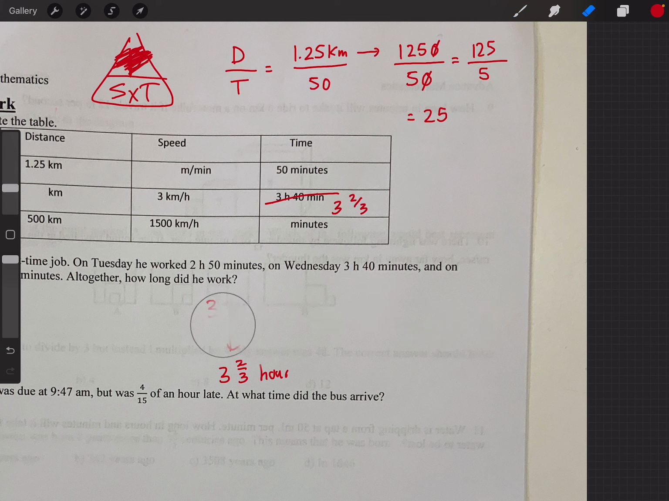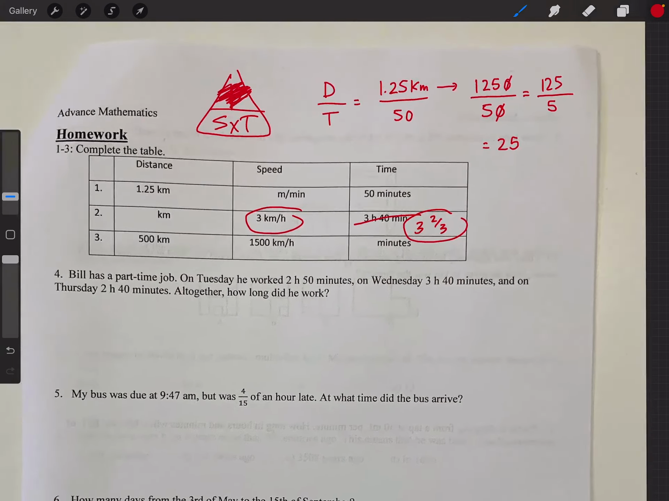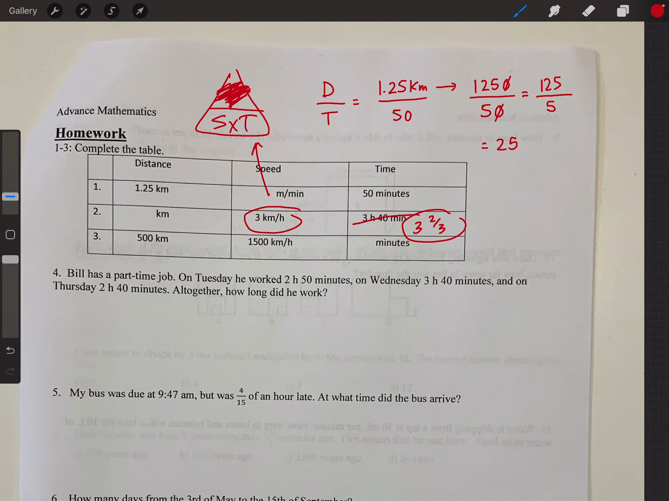Now that it's in hours, we can multiply, because we're using this triangle here, so speed times time. So you're going to do 3 times 3 2/3. Let's change the 3 into a fraction, so there'll be 3 over 1. And 3 2/3 can be changed into an improper fraction. That's going to be 11 over 3.